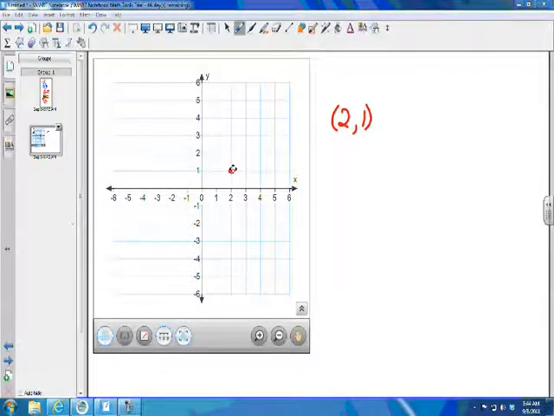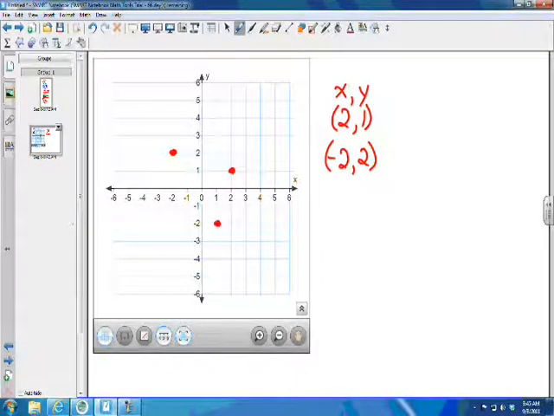X. So this is an ordered pair, X, Y. Okay, any value on the coordinate plane, or any point on the coordinate plane. What's this point? Negative 2, 2. And how about this one? 1, negative 2. So we have 3 points there.